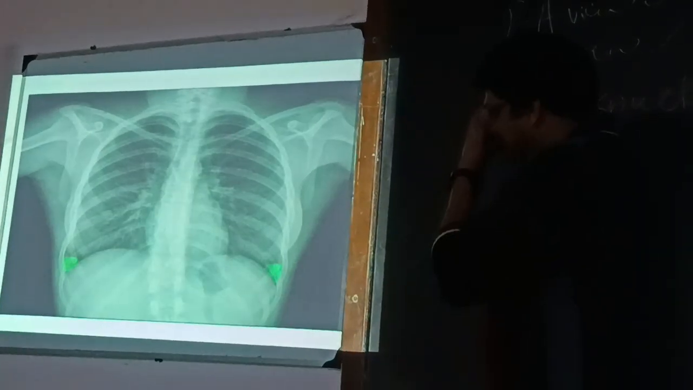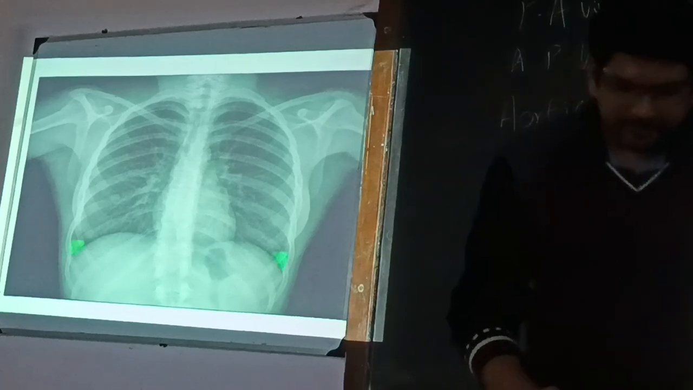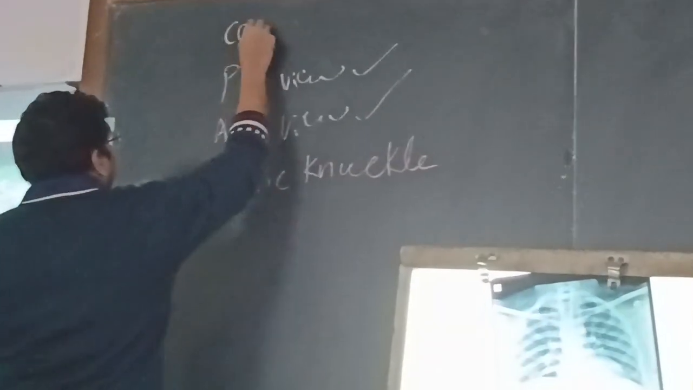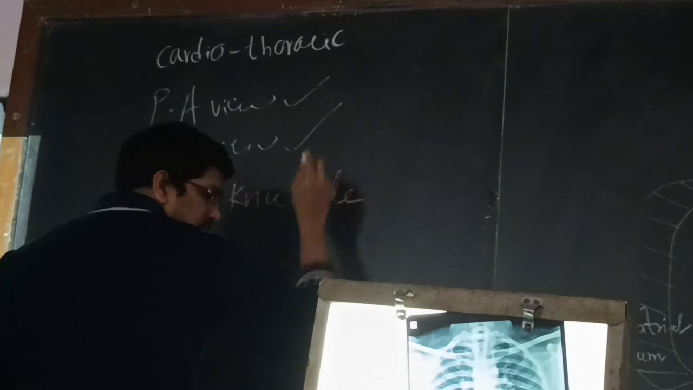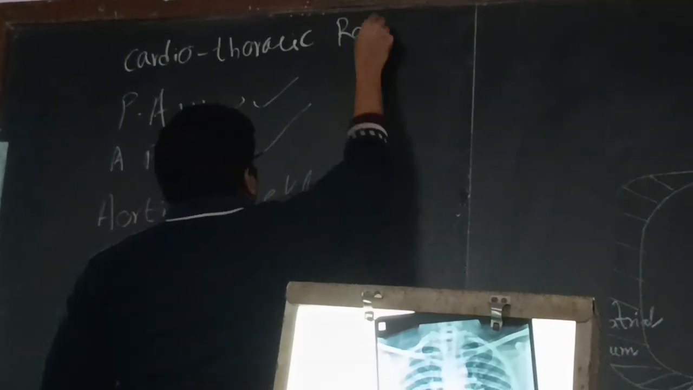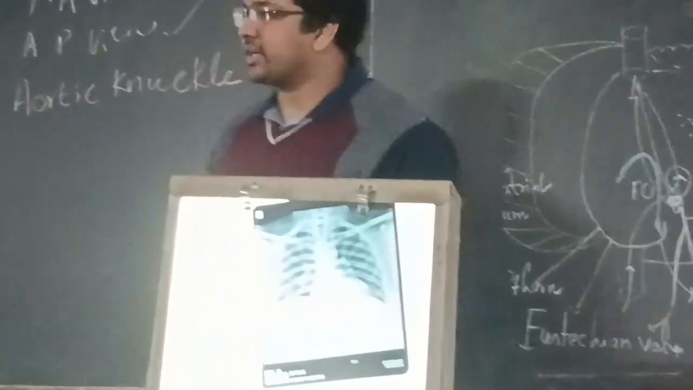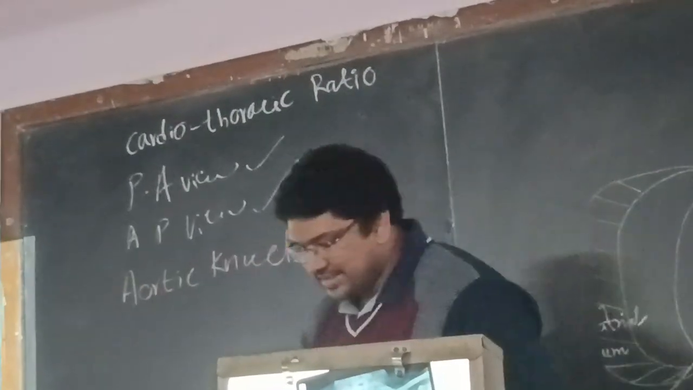Okay. Let us see the relation between the heart and the lungs over here. There is a term called cardiothoracic ratio. You are supposed to know this. You are supposed to know the aortic knuckle. You are supposed to know the cardiothoracic ratio. What is this ratio actually?